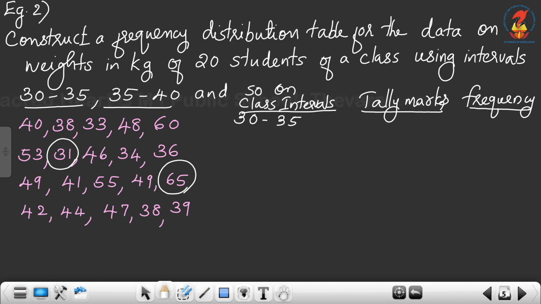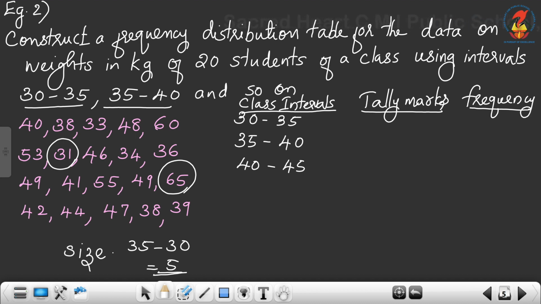Now the first class interval is 30 to 35, then 35 to 40, 40 to 45. What is the size of the class interval? 30 is known as the lower class limit and 35 is the upper class limit. The difference between them, 35 minus 30, is equal to 5. Therefore the size of the class interval is 5, and everywhere the size is 5.